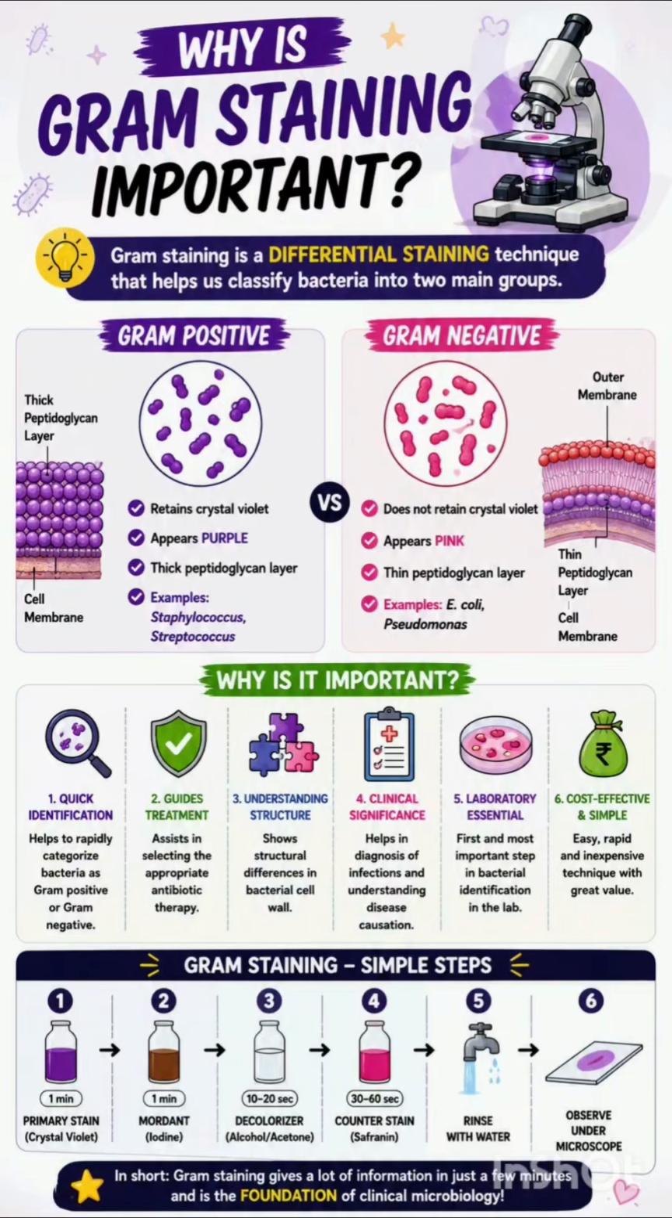First of all, gram staining is a differential staining. It differentiates the broad categories of bacteria, that is, gram positive and gram negative. We all know that bacteria are classified into two main categories, gram positive bacteria and gram negative bacteria, and for this classification, gram staining is very important.